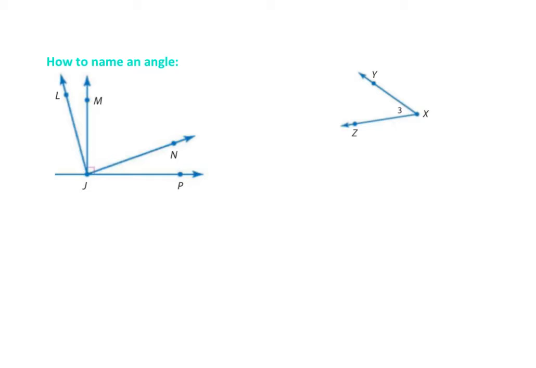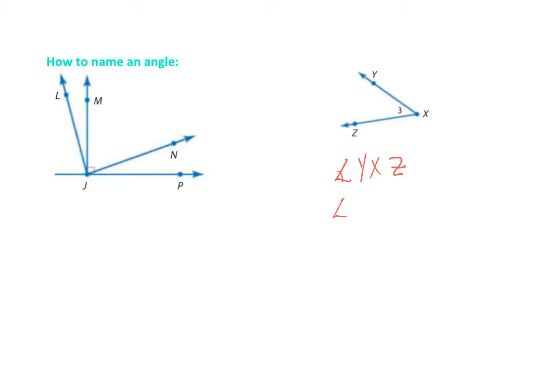So for example, in my image to the right, I have three letters. So I could say angle. This would be a symbol for angle. You can add a little curve. If it's on a computer, it might look something like just that. To name an angle, you would need to say Y, the vertex in the middle, and then the other endpoint or other letter. So I could say angle YXZ.